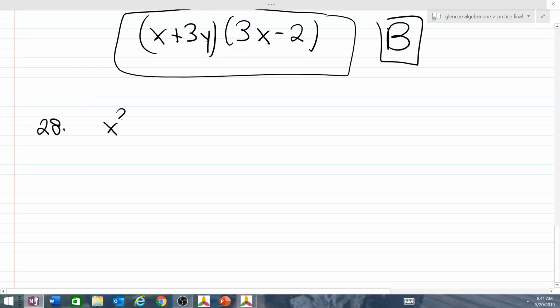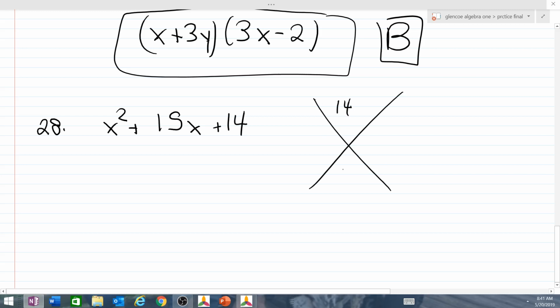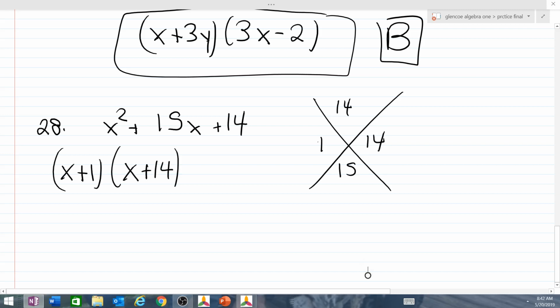28 is okay, basically just go ahead and foil the four responses. It's an X factor. What multiplies to 14 and adds to 15? 1 times 14 is 14. 1 plus 14 is 15. X plus 1 times X plus 14, which would be choice D.